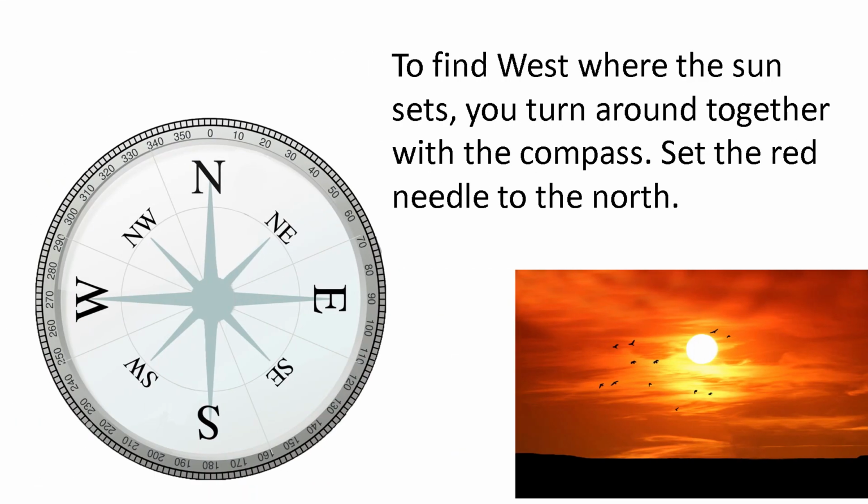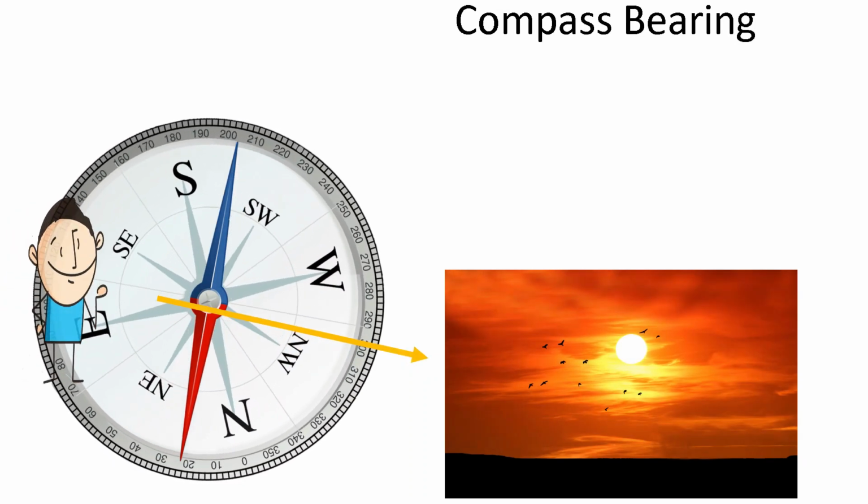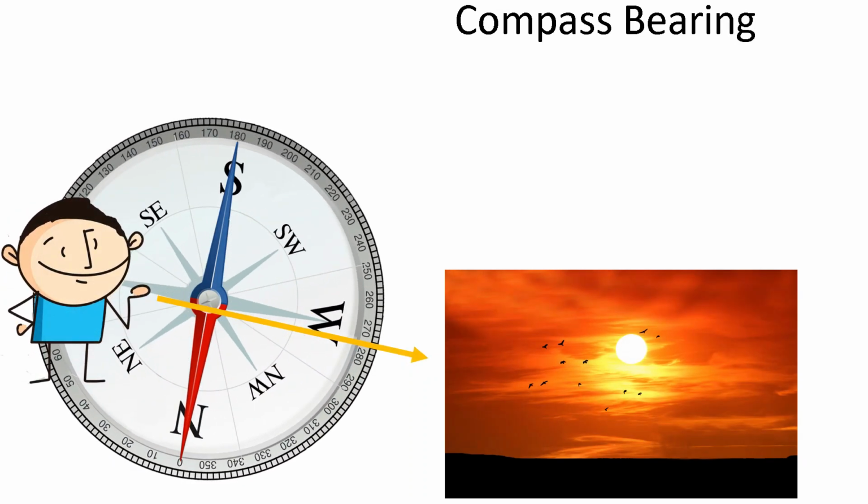To find west, where the sun sets, you turn around together with the compass. Set the red needle to the north. Now, you are facing west. This reads either south 90 degrees west or north 90 degrees west.